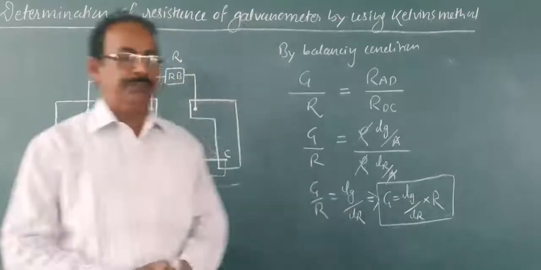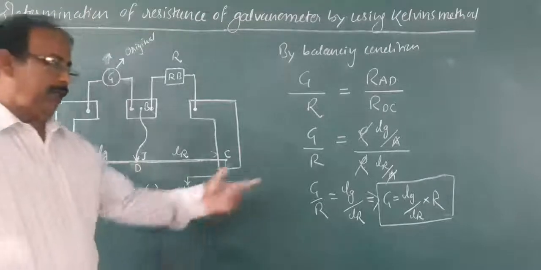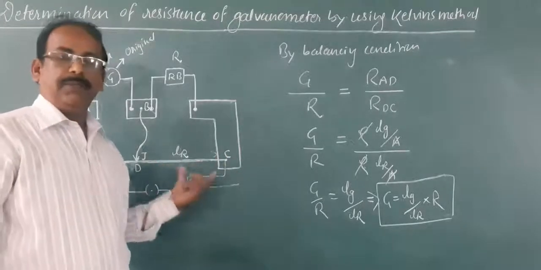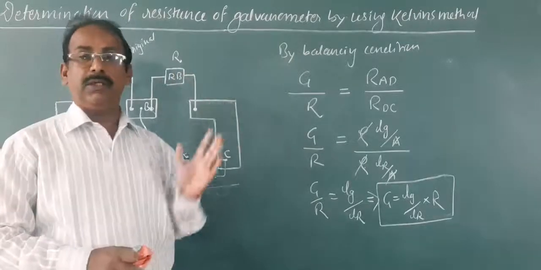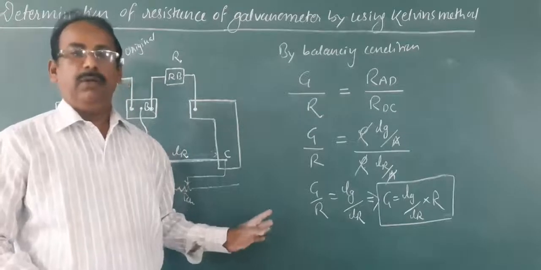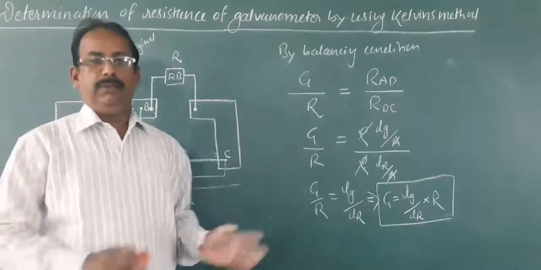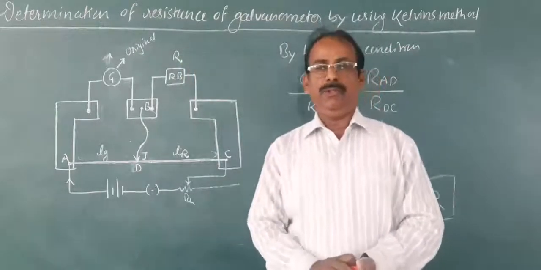LG means length of this part of the wire. LR means length of this part of the wire. And capital R means the known resistance which is connected in right gap. This is called Kelvin's method. This is another application of Wheatstone's network.